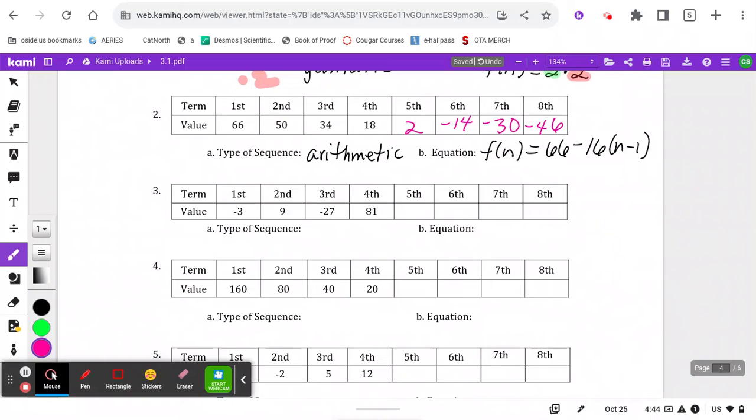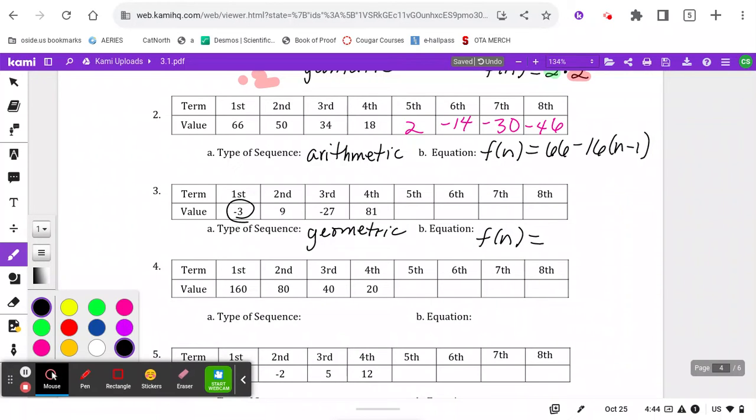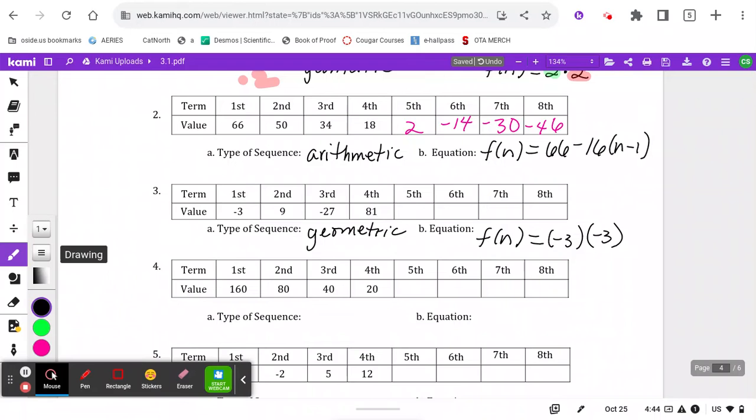Here we go on the next one. -3 to 9, 9 to -27. Notice that it's alternating between positive and negative here. So that's kind of a hint that you should be thinking about a geometric sequence, because this time our multiplier is a -3. So our equation begins with -3 as this output beginning number, also multiplying by -3 each time to the power of n minus 1. Because it's repeated multiplication, it is an exponent.